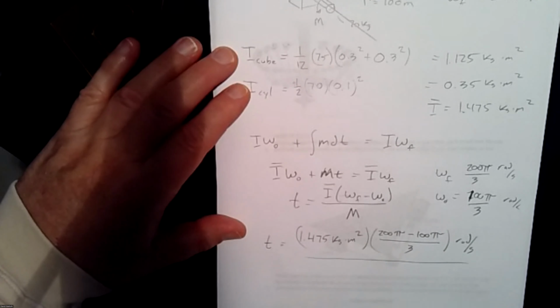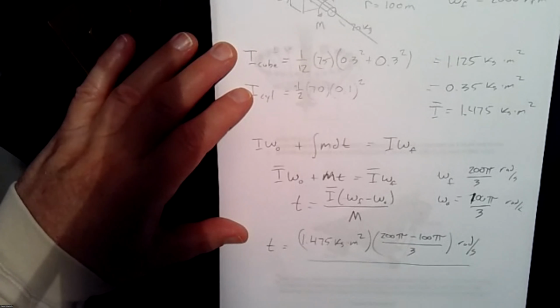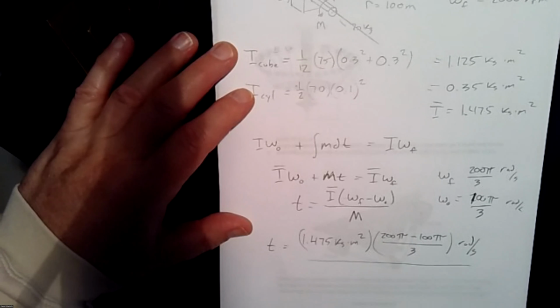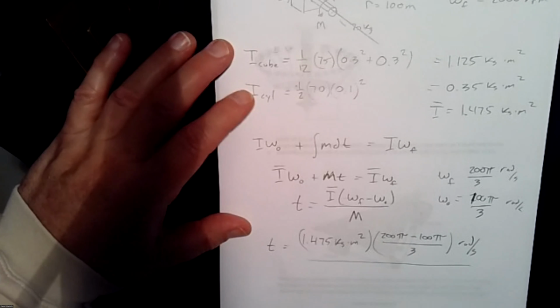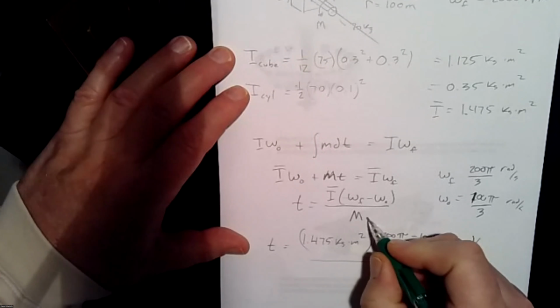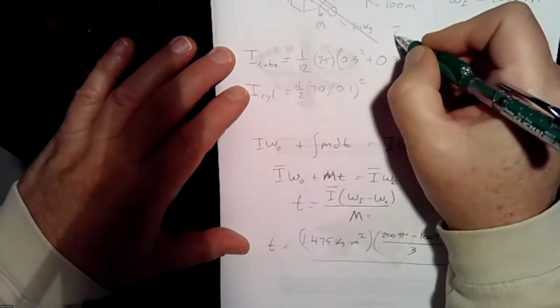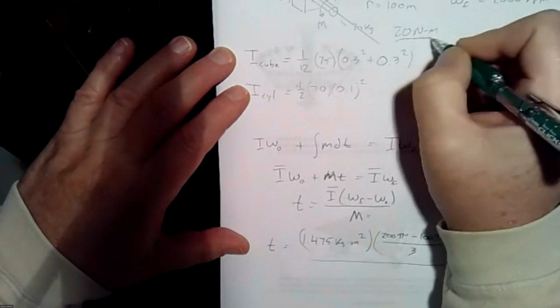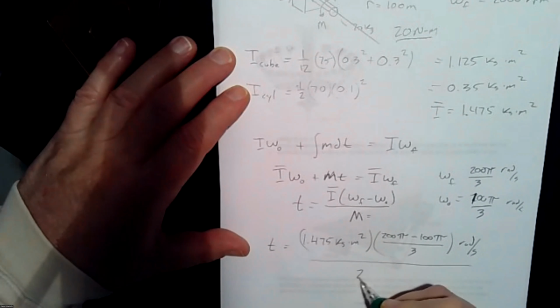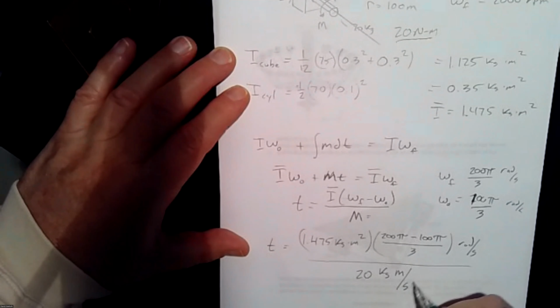And we're given that that has a value of, what did that value be? I guess I should have written that down. 20 Newton meters. So we know that M equals 20 Newton meters. That was in the problem. So 20 kilogram meter per second squared.